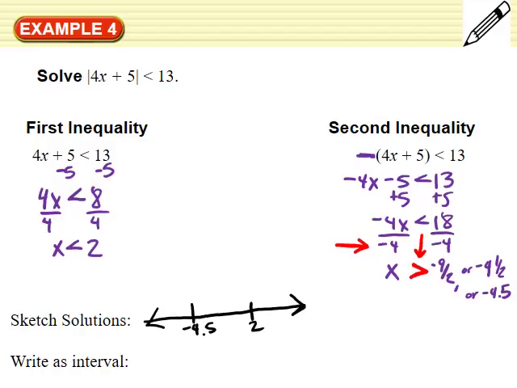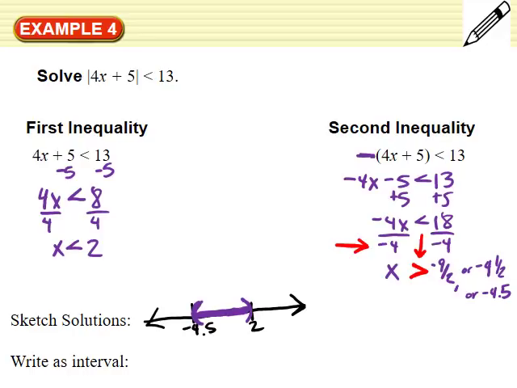I'm saying that x is less than 2. You can do an open circle or a parenthesis at 2, and it's less than 2, so I'm going to go to the left. I also have x is greater than negative 4.5. You can do parenthesis or open circle on the number line, and it's greater than negative 4.5. So we can see where they meet in the middle of this number line.